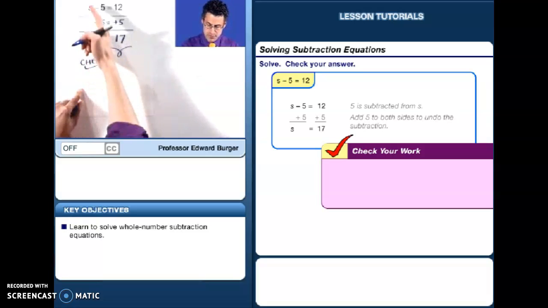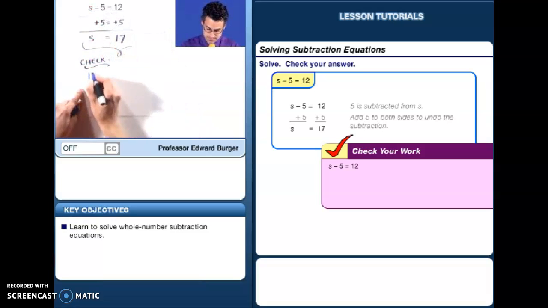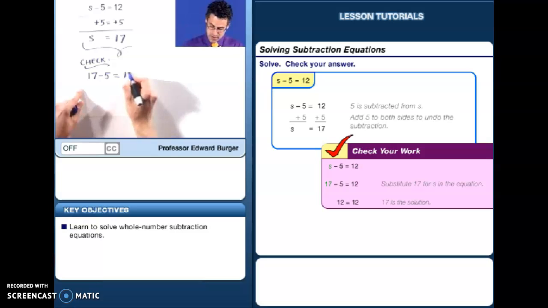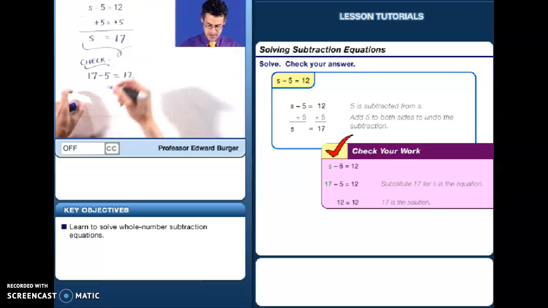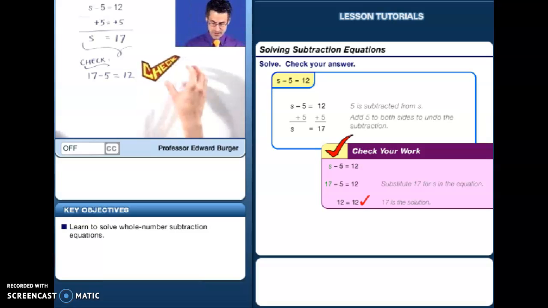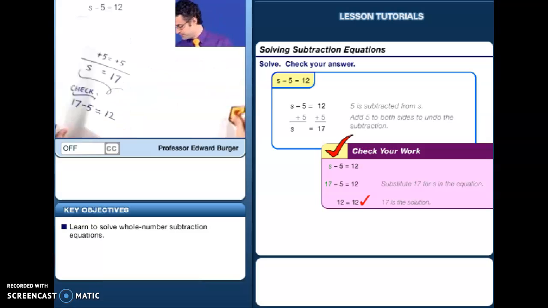So I plug in, replace the S by 17, subtract 5, and what does that give me? 17 minus 5 is indeed 12, and that checks with what it's supposed to be. And so, in fact, it checks. We got it. Neat. Okay, let's try another one.